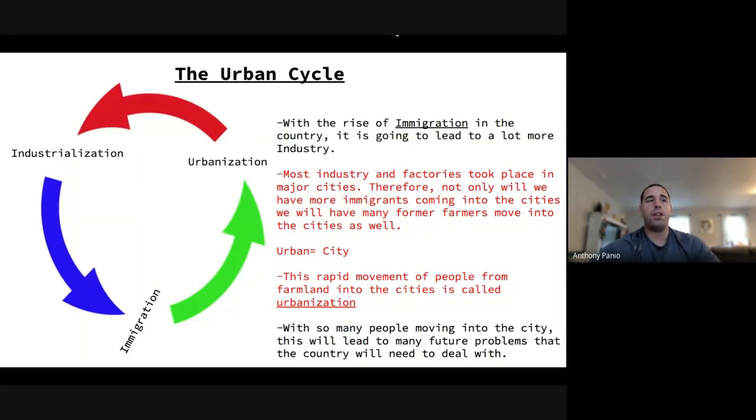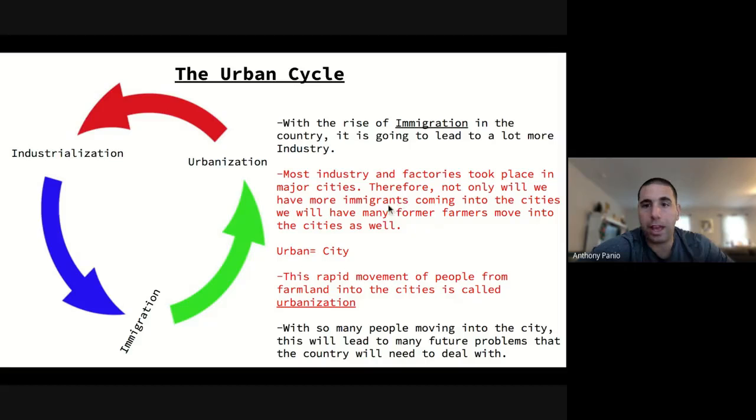So why this is important, and why New York City is as big as it is, why Chicago is as big as it is, why the Bronx is as big as it is, is because we have a lot of people that live here. And a lot of people live here because most of the industry and most of the factories were located in major cities. You wouldn't find a lot of factories in farmland. You'd find a lot of factories in cities.